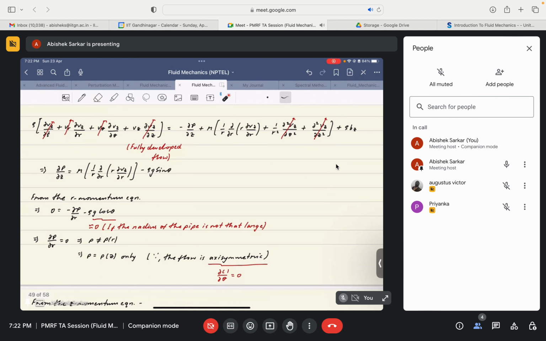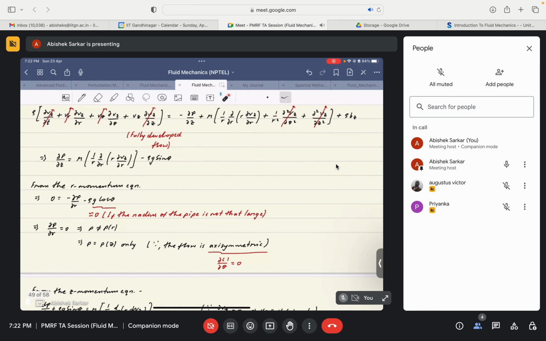So we take one more simplifying assumption. From the r momentum equation we got, as we saw, dou p by dou r minus rho g cos theta is equal to 0. We take the assumption that the radius of the pipe is much smaller than the length of the pipe, and it is basically the scenario for most cases. Wherever we find pipes, for supplying water to our homes or industries, the length of the pipes is much larger than the radius of the pipe itself.